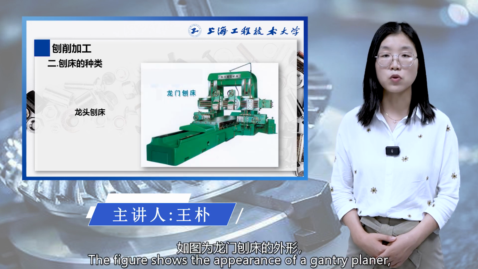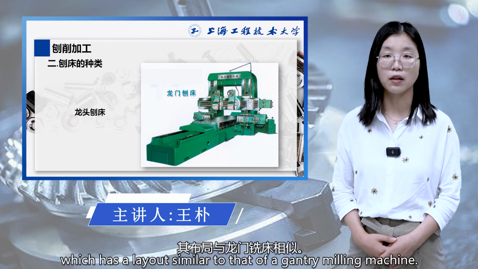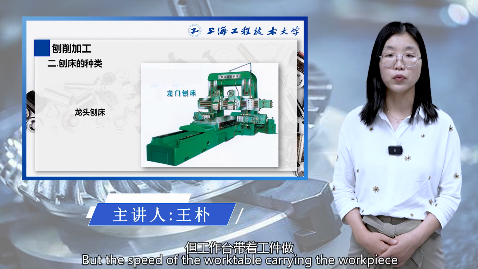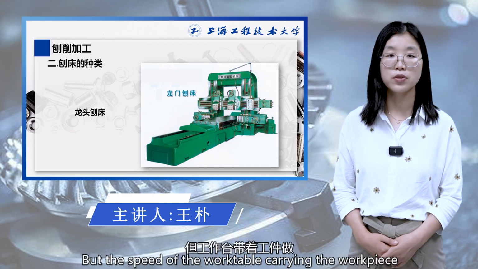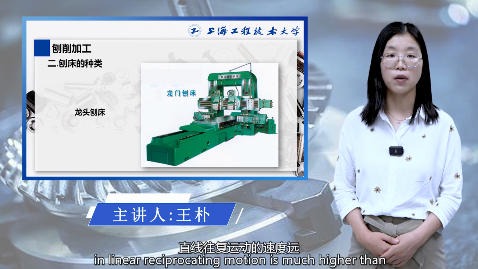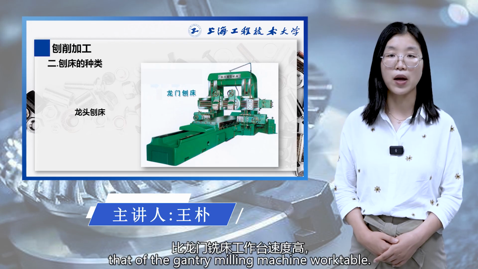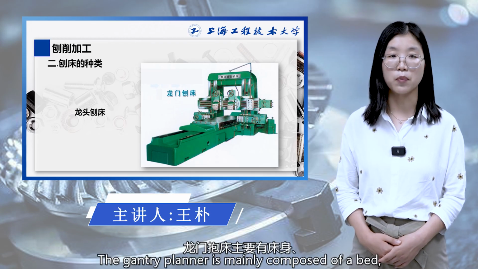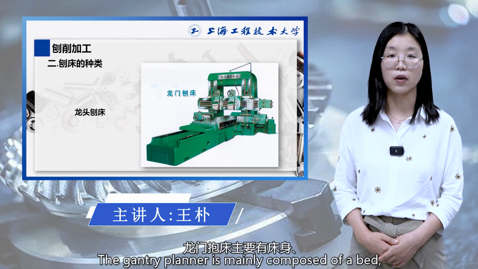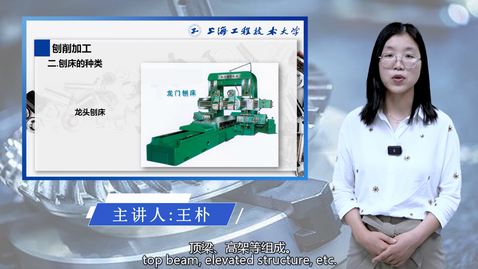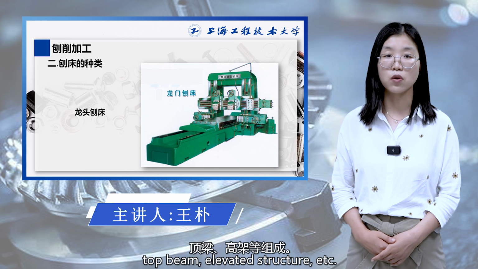The figure shows the appearance of a gantry planer, which has a layout similar to that of a gantry milling machine, but the speed of the work table carrying the workpiece in linear reciprocating motion is much higher than that of the gantry milling machine work table. The gantry planer is mainly composed of a bed, work table, crossbeam, column, top beam, elevated structure, etc.